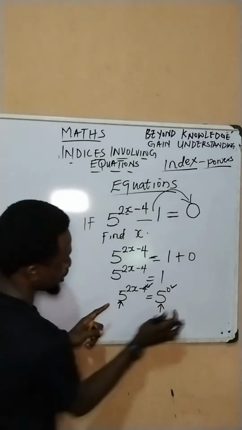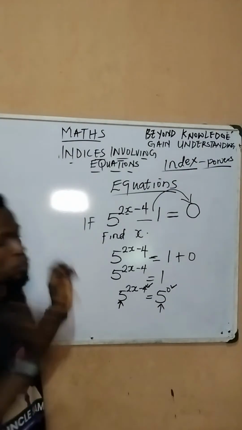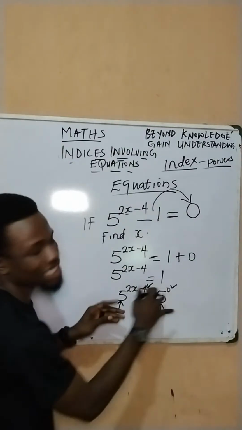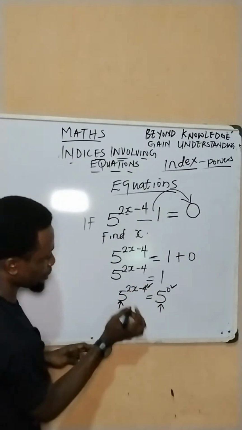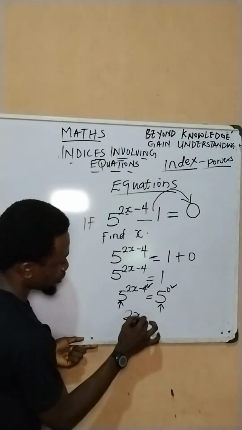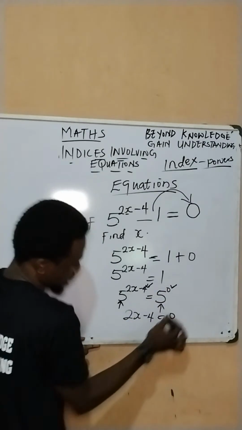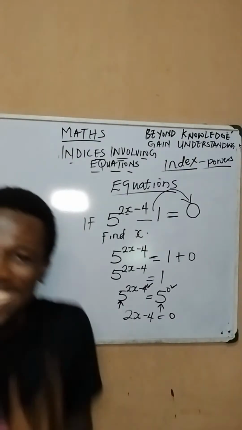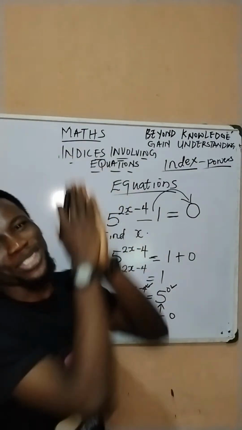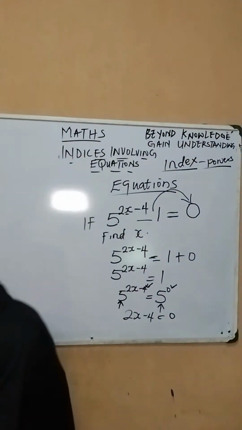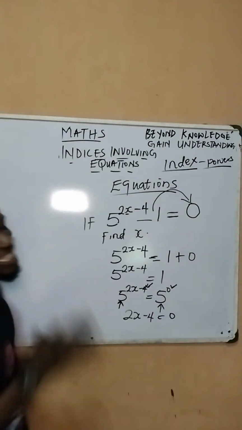So simply put, we now stop losing the base. We just go over to their power, because we've examined that the bases are the same. So this now becomes, bringing down the power, 2x minus 4 equals to the power of what's on the right hand side, which is 0. And that gives us a linear equation which we can easily solve as easily as possible.